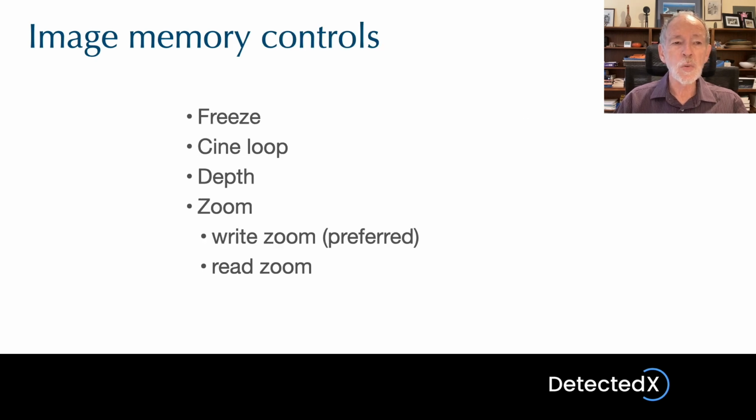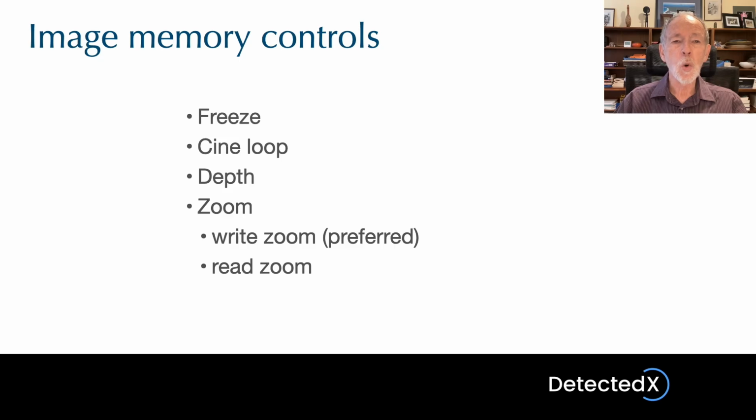So the controls which affect the image memory include, of course, the freeze function, cine loop that I've just described, the depth setting, because that determines how many centimeters of tissue are going to be stored in the image, and therefore it essentially determines the scale factor of the actual image. And then I've already mentioned the fact that we can zoom in on a specific area of anatomy. You may want to home in on the fetal heart, in which case you might want to zoom in and look only at the anatomy around the fetal thorax and ignore the rest of the anatomy.